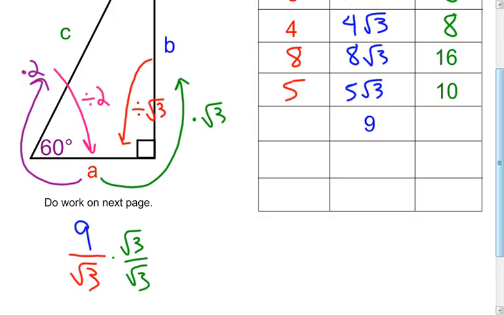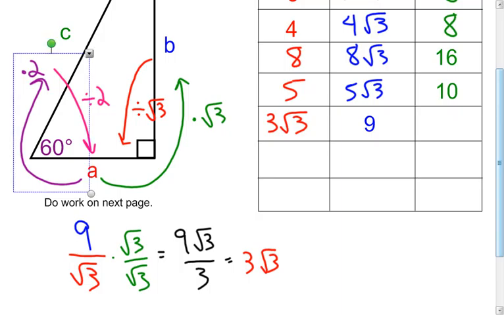Multiply by my form of 1. I'm going to find out my numerator is 9 root 3, my denominator is 3. That can be simplified, and I find out that my answer is 3 root 3. So if the long leg is 9, my short leg is going to be 3 root 3. And then, remember, if you know the short leg, all we have to do is multiply by 2 to get the hypotenuse. Well, 3 root 3 times 2 is 6 root 3.